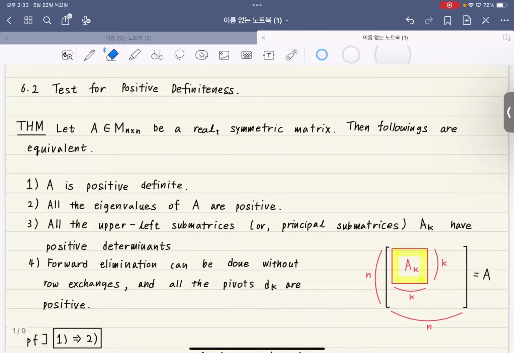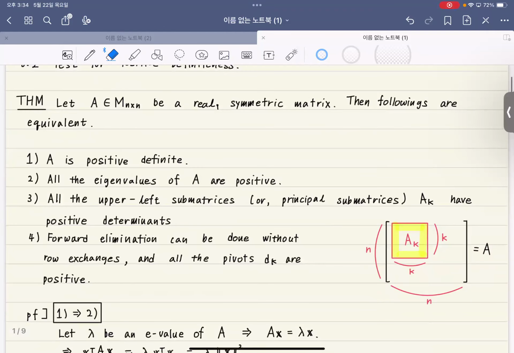I guess this theorem is the biggest theorem in today's lecture. Let me try to read it one by one. I have a matrix A, which is n by n, and that is also real and symmetric. Then the following four statements, number 1 to number 4, are all equivalent. Number 1, A is positive definite, and number 2, all the eigenvalues of A are positive.